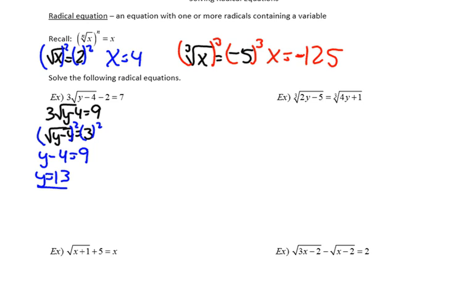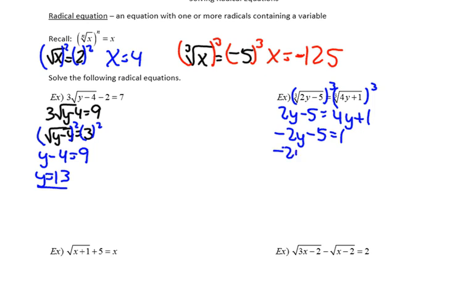Okay, now let's take a look at the top right example. We have the cube root of 2y minus 5 is equal to the cube root of 4y plus 1. So again, because the indices are the same on both sides, I can now cube both sides. So 2y minus 5 is equal to 4y plus 1. Subtract 4y, add 5, and then divide by -2. So here I get y equal to -3.